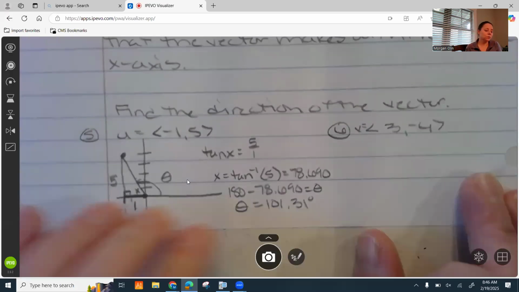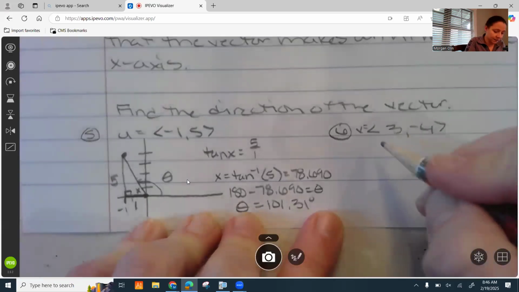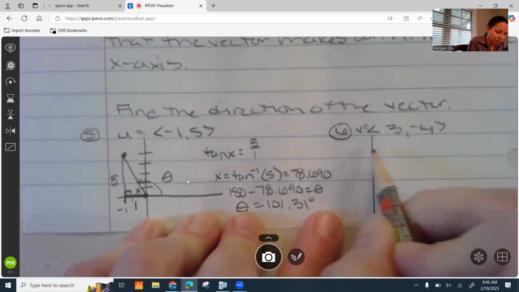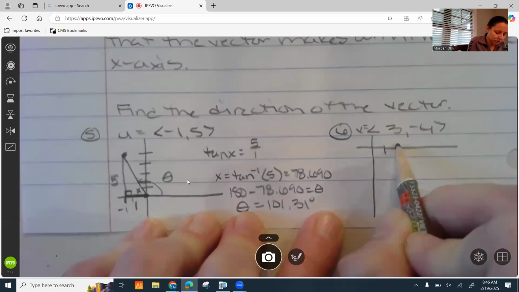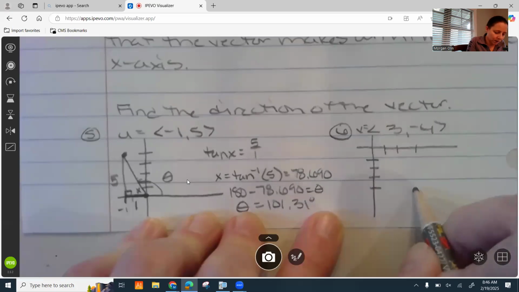So we're going to do the same thing, but we're going to do it here. Notice (3, -4). This is a little different. 3, -4: 1, 2, 3, and 1, 2, 3, 4 is going to be right here.